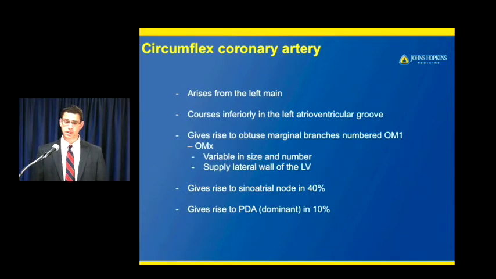branches. Again, they're highly variable in size and number, and particularly in the setting of a ramus branch, they may be either quite small or even absent from view, at least on cardiac CT. They may be too small to see. These branches generally supply the lateral wall of the left ventricle. Like we talked about, in a minority of patients you may see that the SA nodal artery arises from the circumflex. And also in a small minority of patients, you may see a left dominant system where the PDA arises from the circumflex coronary artery.